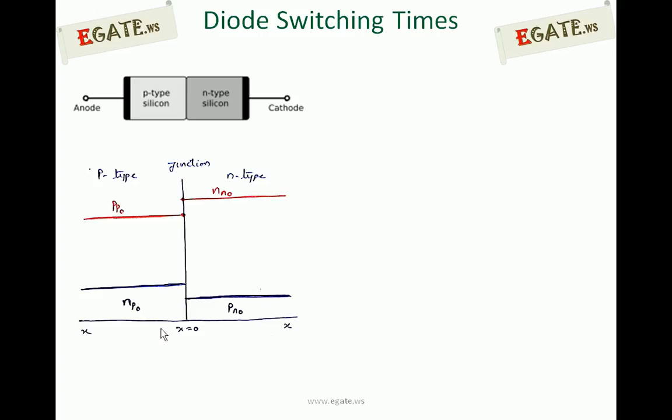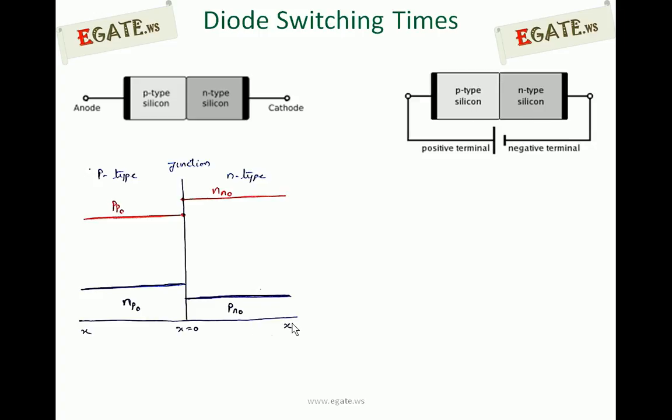Now if we apply forward bias to the PN junction, the definition of forward bias is that the voltage on the p side must be more positive than the voltage on the n side. So with the help of a single battery, we can connect the positive terminal towards the p side and the negative terminal towards the n side, which makes the voltage on the p side more positive than the n side. So we can say that the diode is under forward bias.